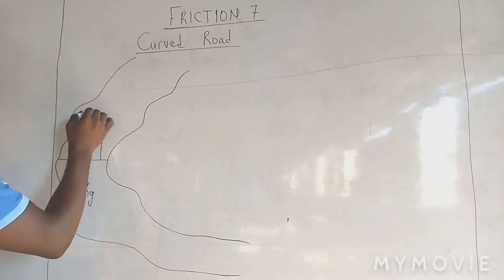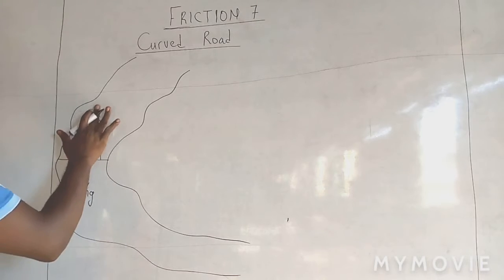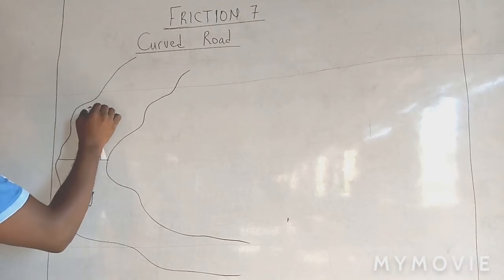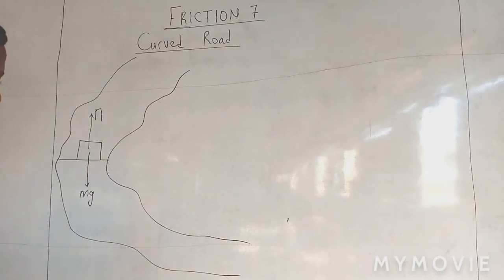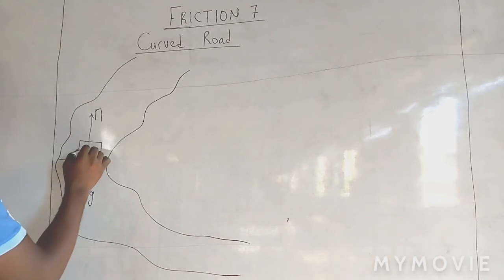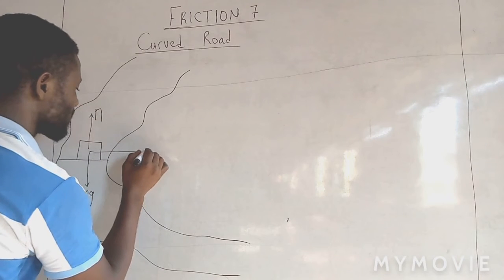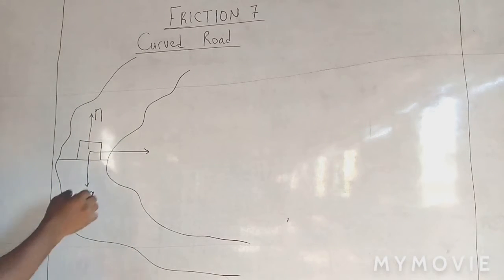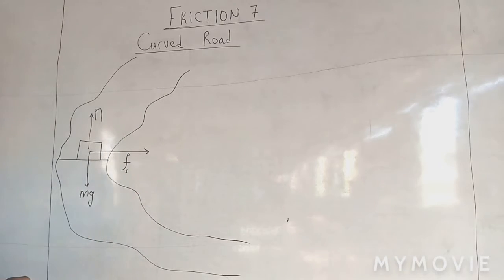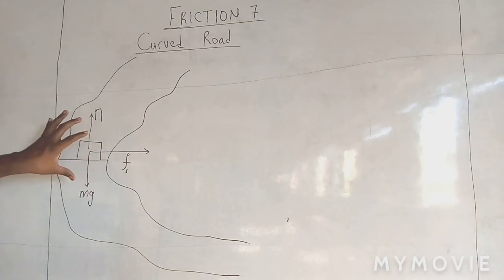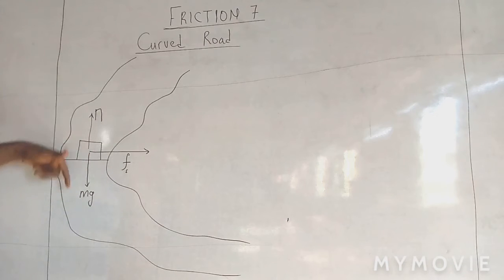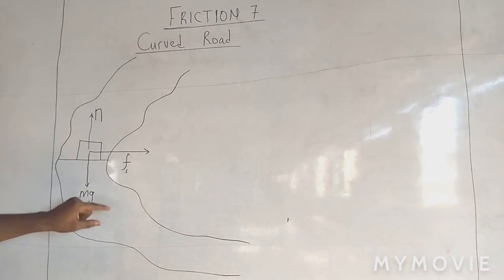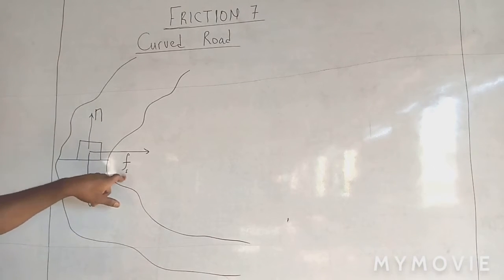It has a normal reaction, which is R, or if we like, we can call it N, so that it won't be the same as the radius of the curved road. There is a frictional force acting this way, and we call it F of S. So, what provides the force required for the car to move along the curve without skidding? That force is called frictional force.